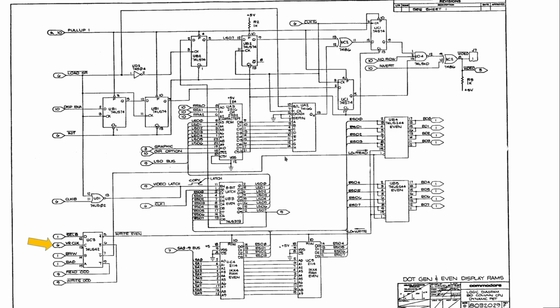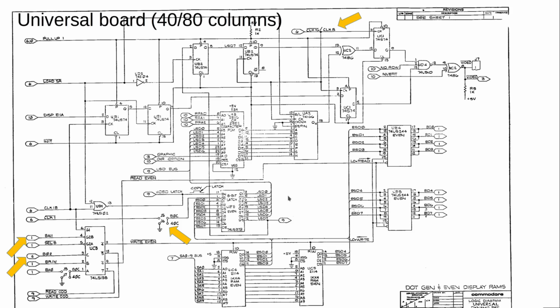Here this one is the read even signal, which controls the data bus drivers between the CPU data bus and the video data bus. So again, that's for the 80-column machine. It's looking at the universal boards. We have that difference in the pixel frequency here.